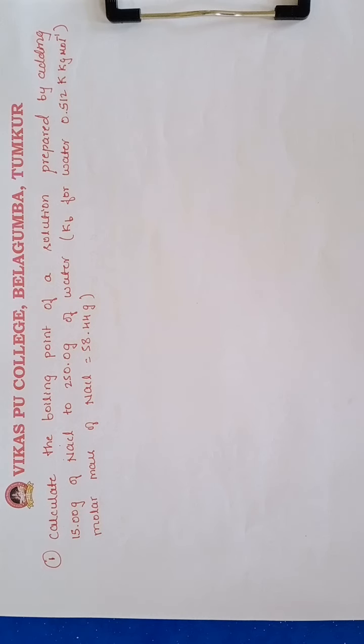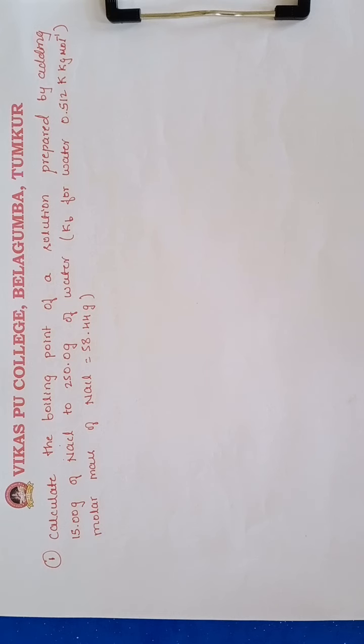First problem: calculate the boiling point of a solution prepared by adding 15 gram of NaCl to 250 gram of water. 15 gram of sodium chloride we are going to be adding into 250 gram of water, and they are given that Kb for the water is 0.512 Kelvin kg per mole, and the molar mass of the sodium chloride is 58.44 gram. We should calculate the boiling point of the solution.